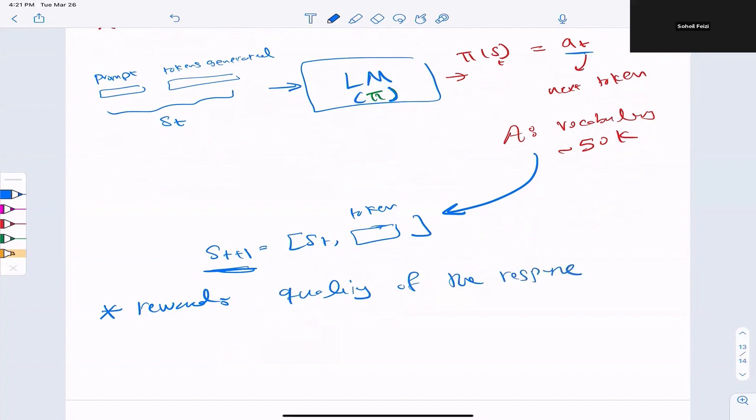That each time you get a reward, saying that, okay, up until now, how you're doing. It's good, bad, maybe at the very beginning, maybe you're generating gibberish, so your reward is really bad. Right? If you're generating high quality responses, then your reward is going to be good. And again, we are assuming we have a reward function.